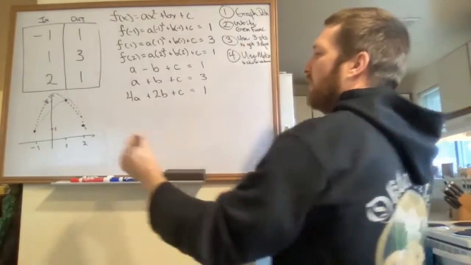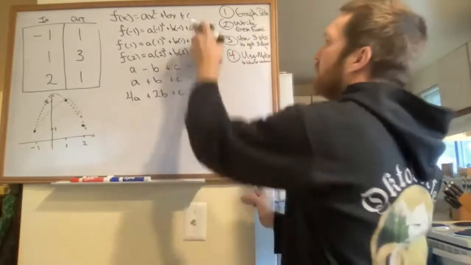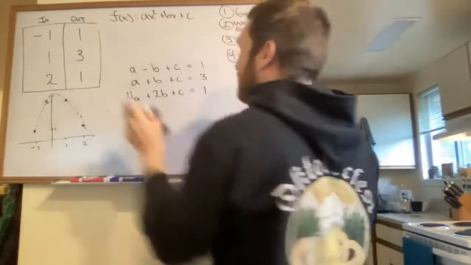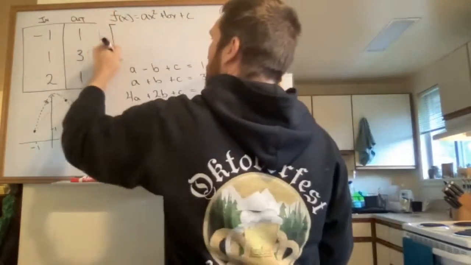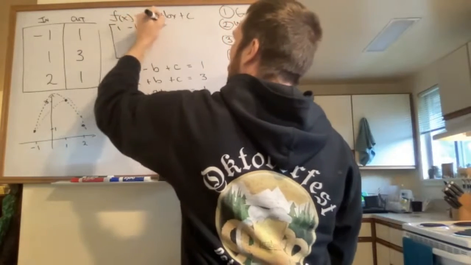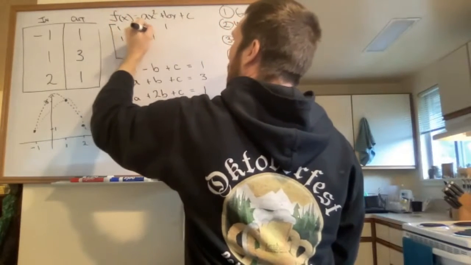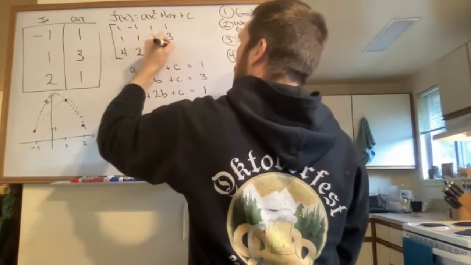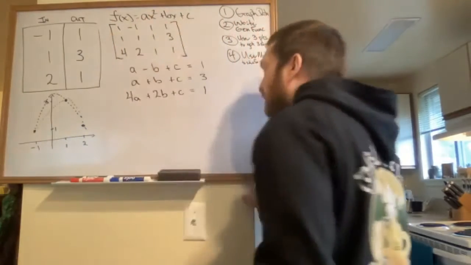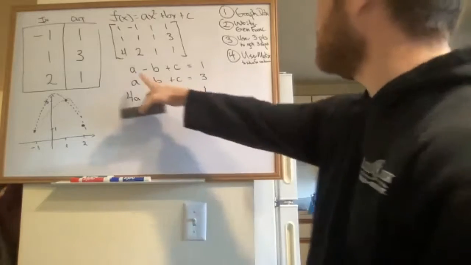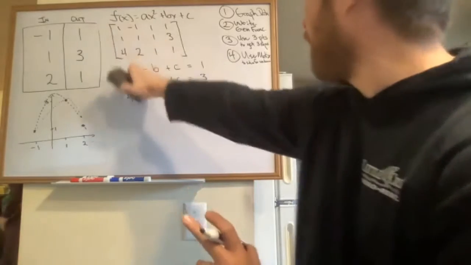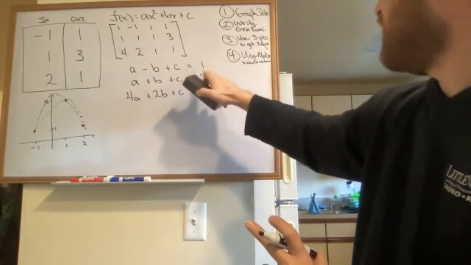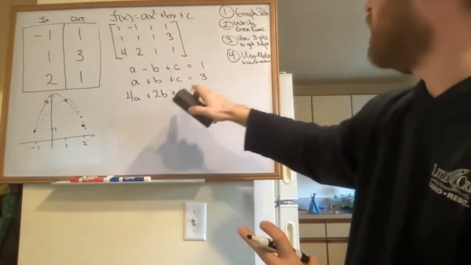Okay, so that is, and I'll do it right here, give myself room. 1, -1, 1, 1. 1, 1, 1, 3. 4, 2, 1, 1. Okay, that is that. I'm going to double check that. 1, -1, 1, 1. 1, 1, 1, 3. 4, 2, 1, 1.